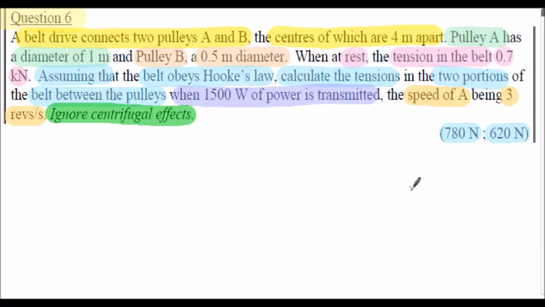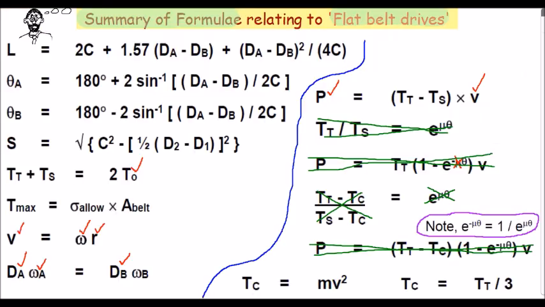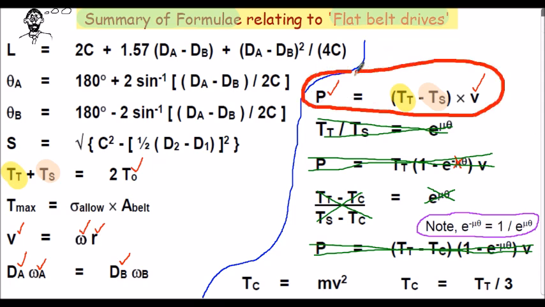So that's all the information extracted from the question. What am I trying to find? I'm trying to find the belt tension. So I need the maximum belt tension TT, that's the tight side tension, and I also need the slack side tension TS. So this is looking to me like a problem where I'm actually going to solve simultaneous equations. I think I'll be using this equation here and solving it simultaneously with this equation here. That's my plan of attack to solve for the belt tensions.